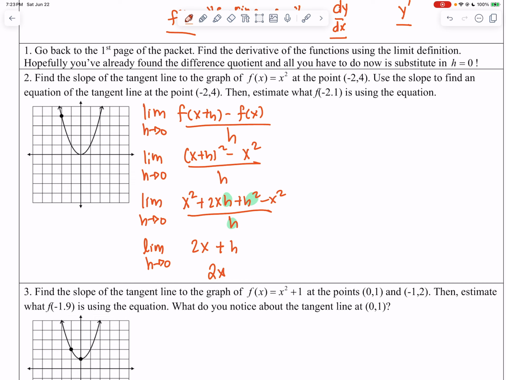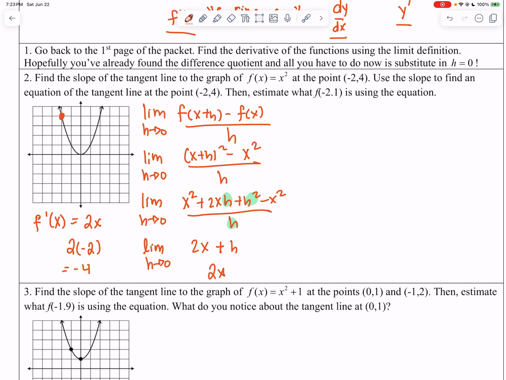So this tells me that the derivative of x squared is going to be 2x. Now at the point -2, I'm going to plug in -2, and this tells me that the slope of the tangent line at -2 is going to be 2 times -2, or -4.